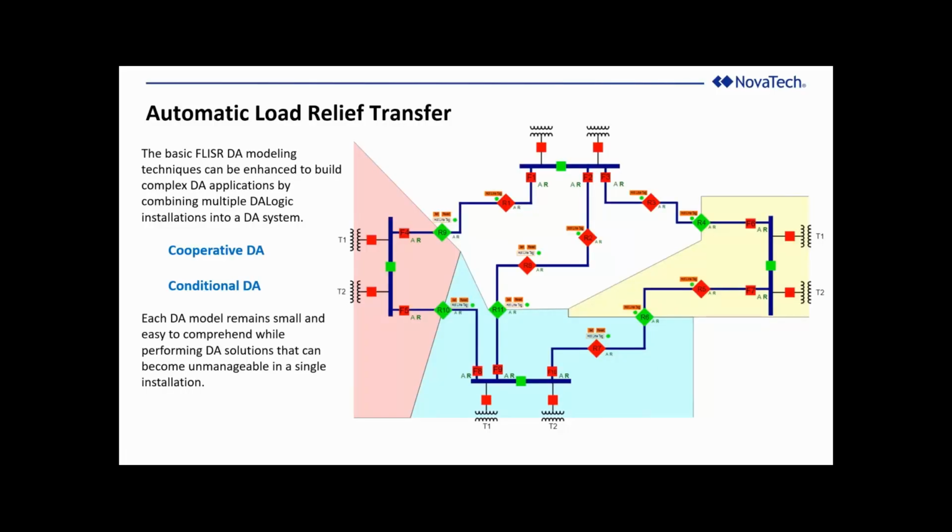In this case, I had started putting in DA systems that were in adjacent substations. So here is a system of 4 substations, each one in a different color. The one that I'm going to demonstrate is the one that's in white in the center here. And there were some additional techniques that I came up with, one called cooperative DA and another one is conditional DA.